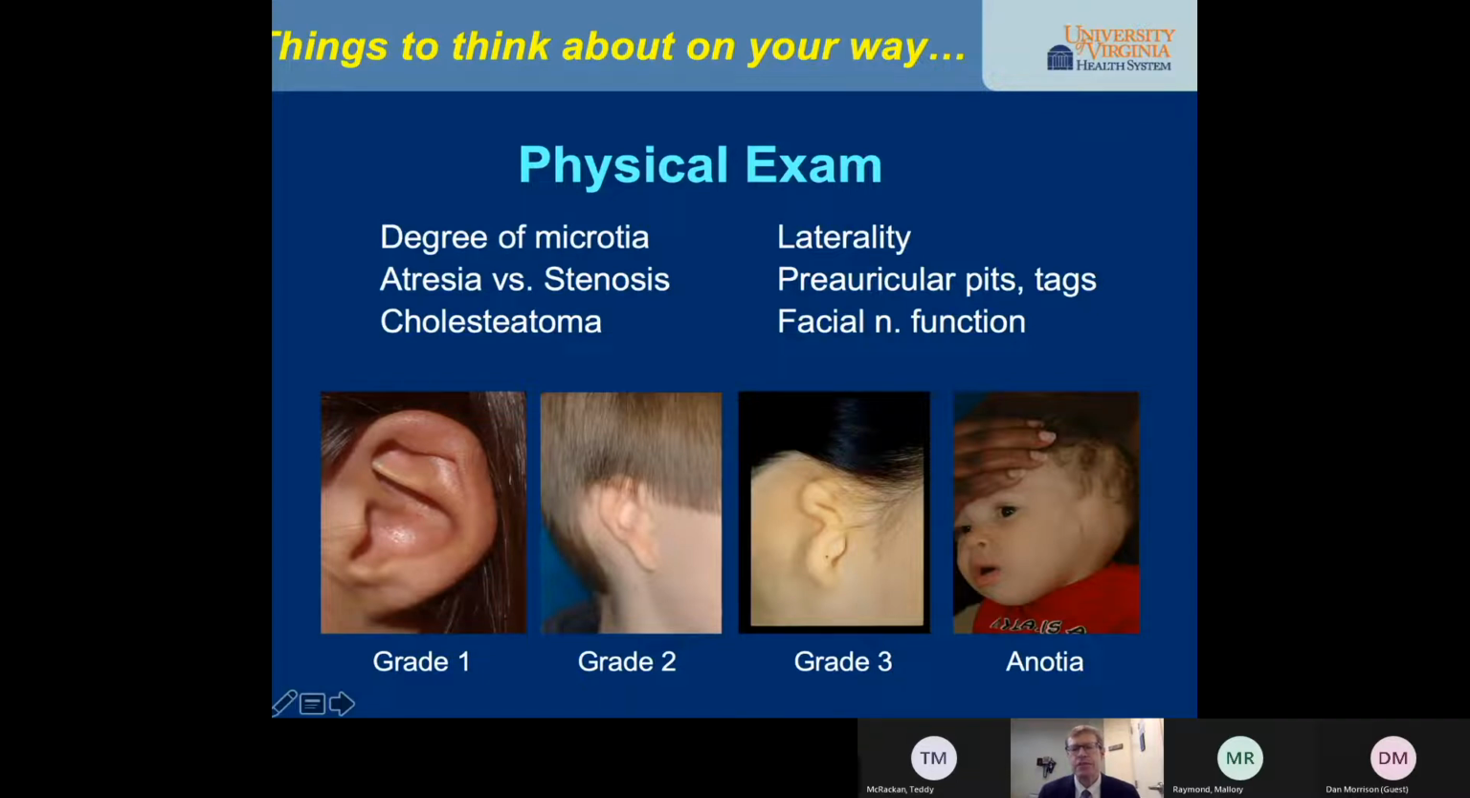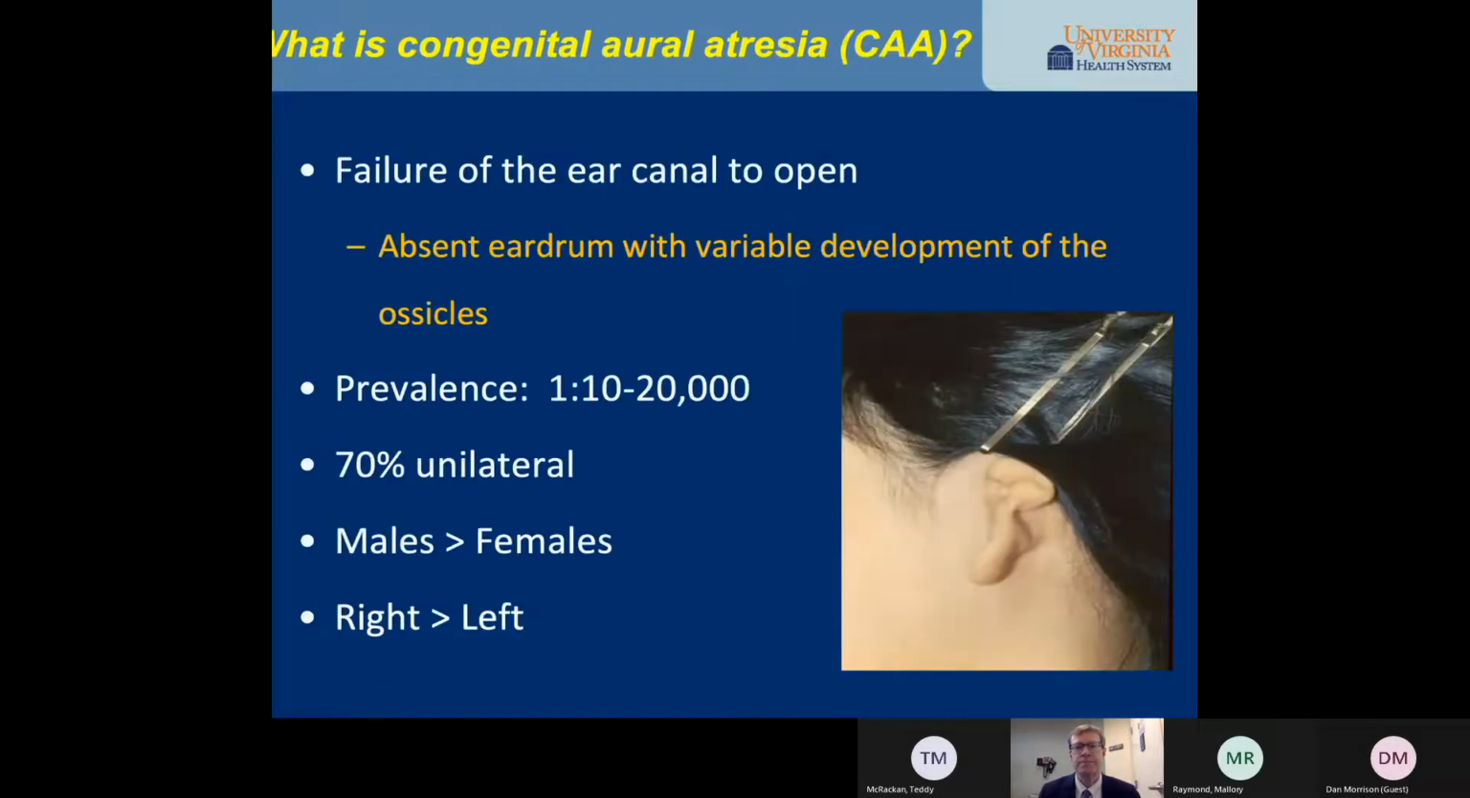Laterality and then facial nerve function, also very important to document. Many times, well, I wouldn't say many times, but in children with syndromic features like Goldenhar, there can be some subtle facial nerve abnormalities that are important to document.